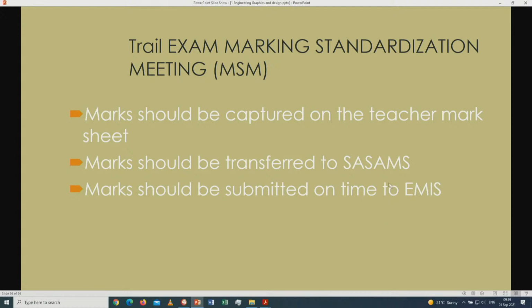So those marks from SA-SAMS must go from there on to EMAs. It must be submitted by the school, of course, on SA-SAMS, and then EMAs will give us some summaries of the marks of the June exam, for instance. All right, and then we have to work from there further onwards.